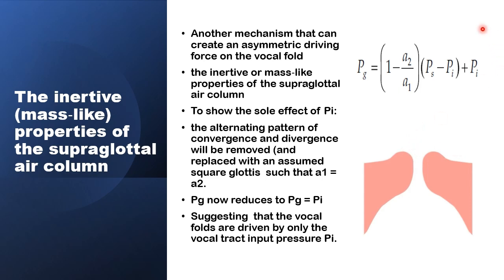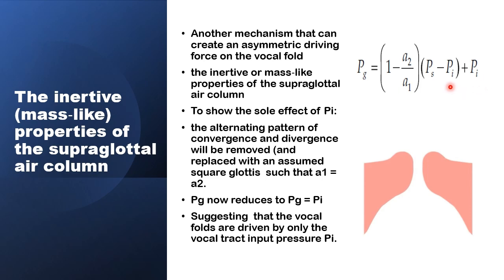And as you can see from the previous equation, this is basically the second entity in here, the entity of the pressure in the supraglottal vocal tract. The equation shows that the intraglottal pressure is dependent on two entities, and for now let's try to ignore the first entity, which we have been through with the second mechanism of the convergence and the divergence of the vocal fold canal, and concentrate on the second entity.